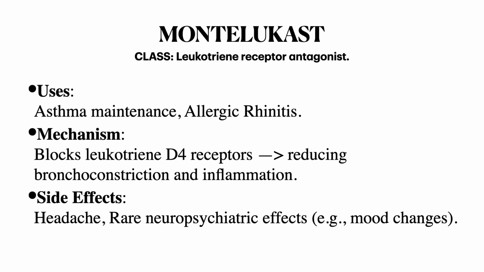Montelukast is the other drug, which belongs to the class of leukotriene receptor antagonists. The uses of this drug are asthma maintenance and also allergic rhinitis, and the mechanism of action is that it blocks leukotriene D4 receptors. Leukotrienes are actually inflammatory mediators, and in asthma leukotriene D4 has a very large impact, right? So blocking leukotriene D4 receptors will allow you to reduce bronchoconstriction and inflammation.